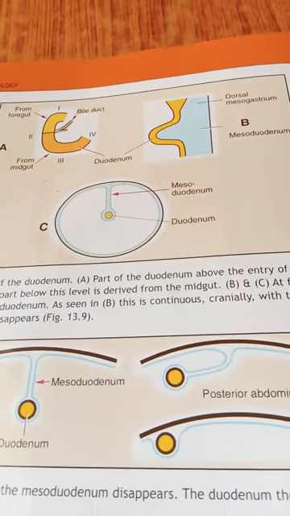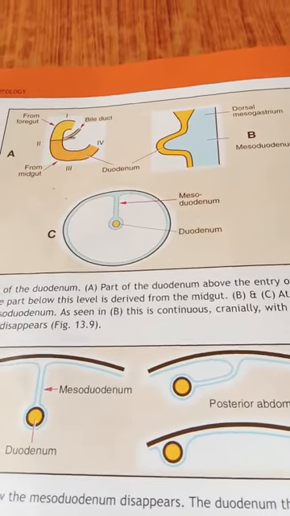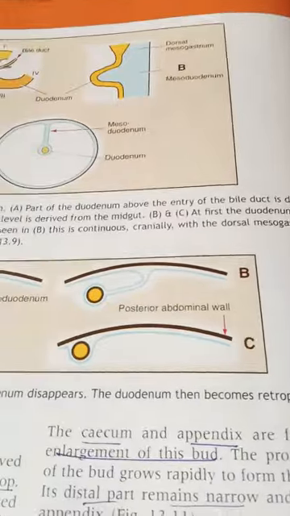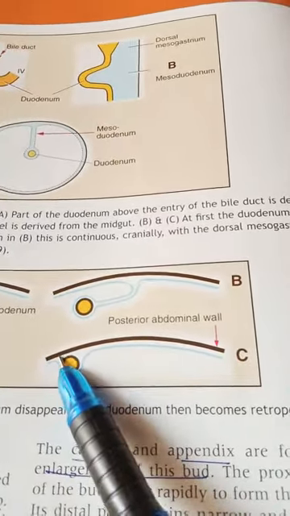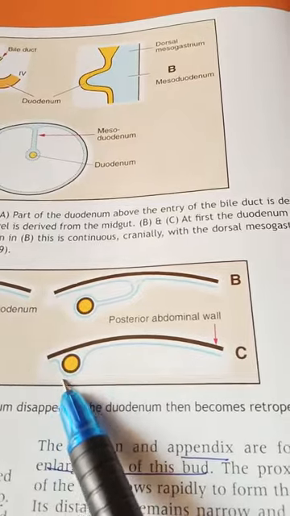And now let us move on to the jejunum and ileum. As I said, this is what is called retroperitoneal. That is, only the back side is not covered by peritoneum, and only this part is covered by peritoneum.